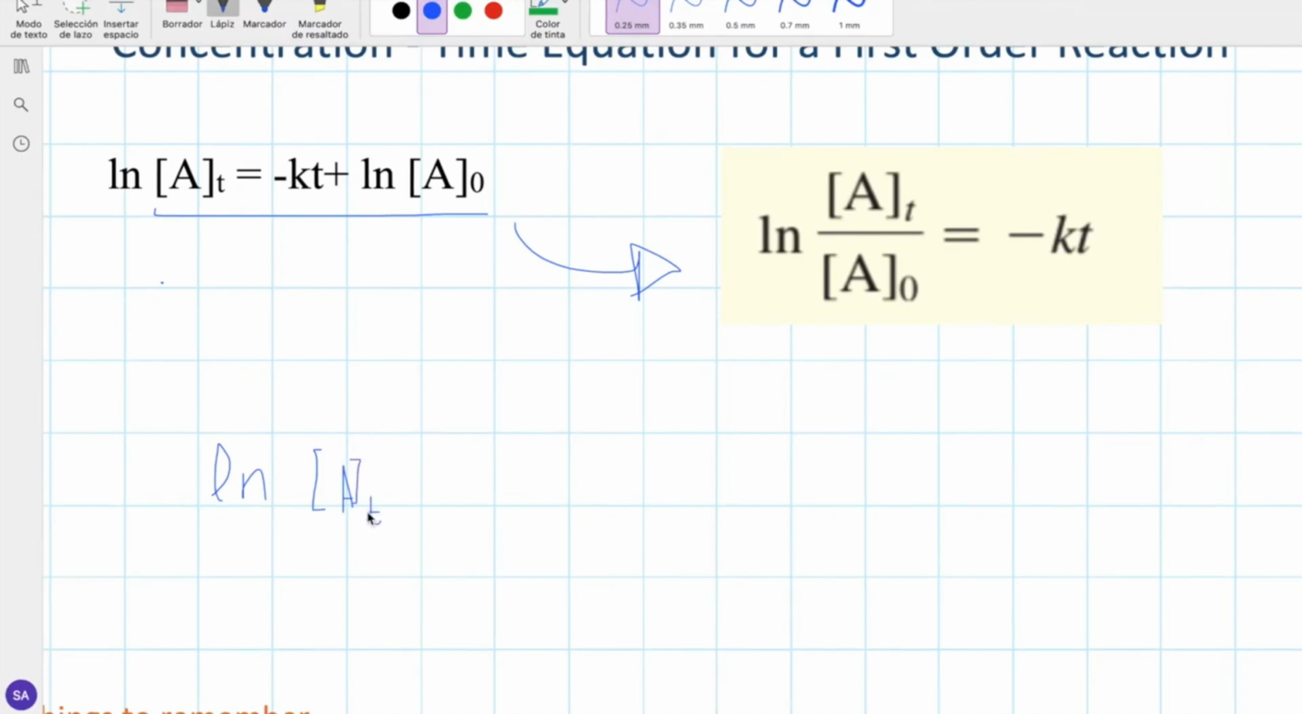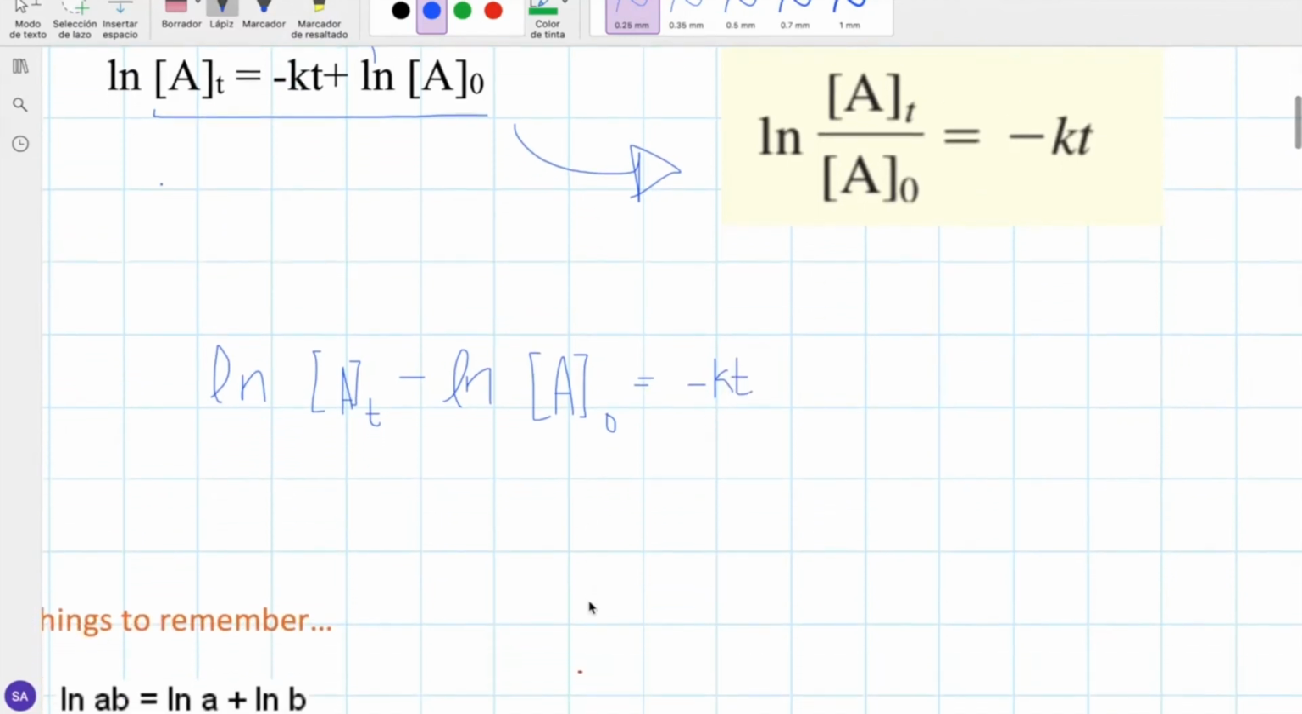So, let's see what we have. We have ln, natural logarithm of the current concentration. And then we want to solve for t, right? So the first thing you want to do is bring the ln of initial concentration towards your left side. So you would have ln of current concentration minus ln of initial concentration, and that would equal negative k times t.